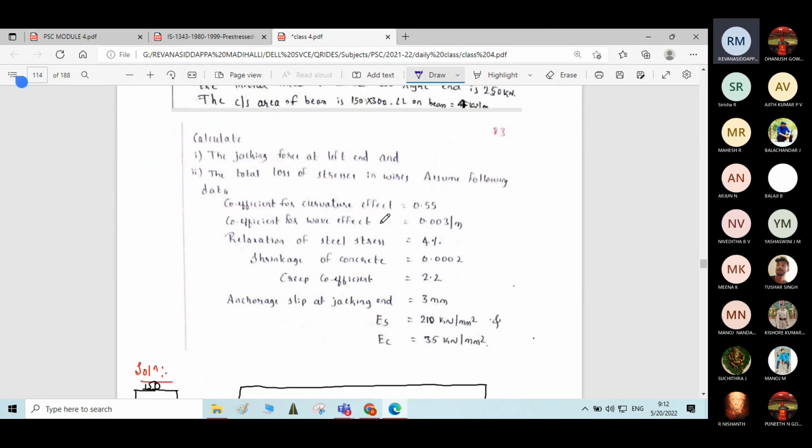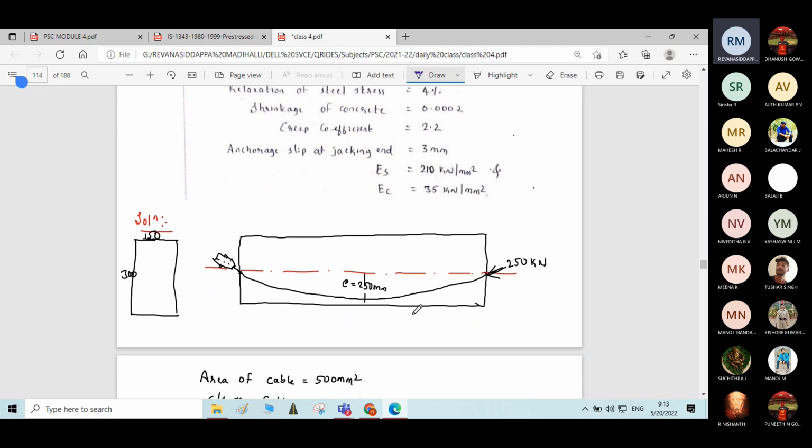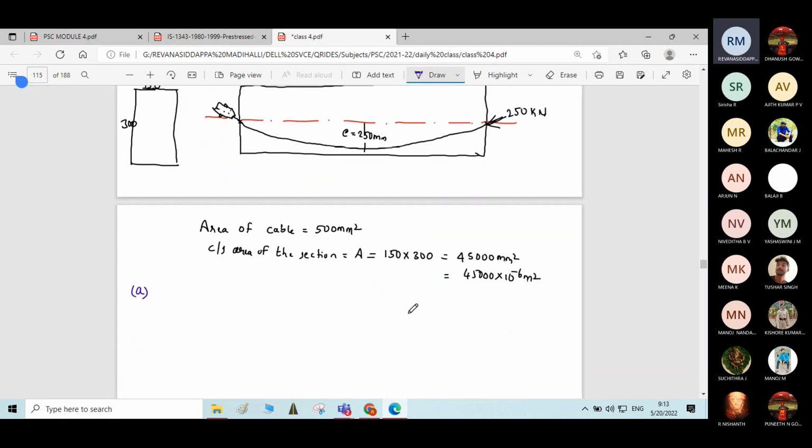The constants relevant for calculation of different types of losses are given: coefficient of curvature effect, wave effect, relaxation of stress, which is given as 4%. Shrinkage strain and creep coefficient are given. All the constants required to calculate different losses of stresses in the concrete are given.